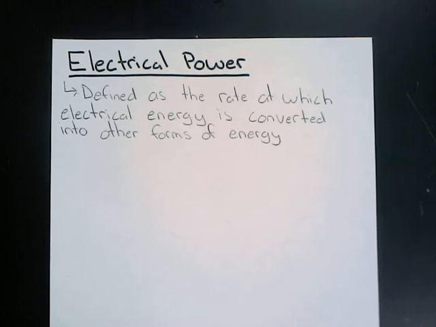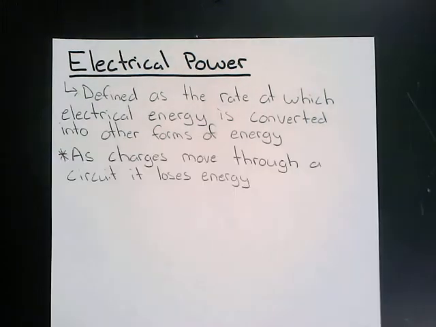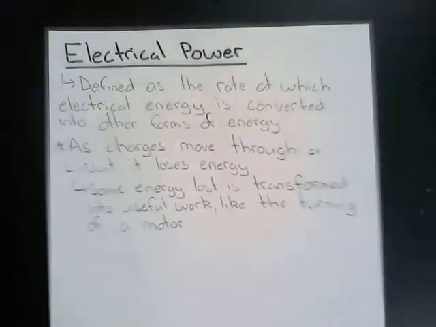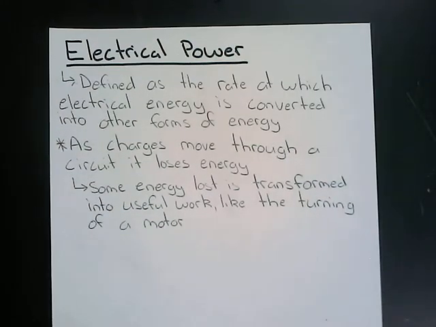One of our final parts of section 3 is talking about electrical power. Electrical power is defined as the rate at which electrical energy is converted into other forms of energy. An important concept of electrical power is that as charges move through a circuit, they lose energy. Some of this lost energy is transformed into useful work, like the turning of a motor. Other energy is lost in a form such as heat.